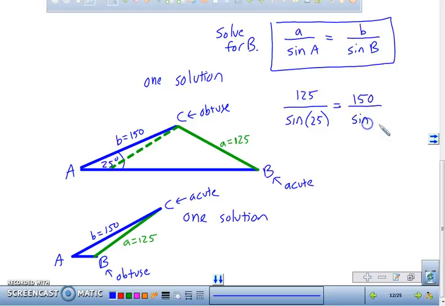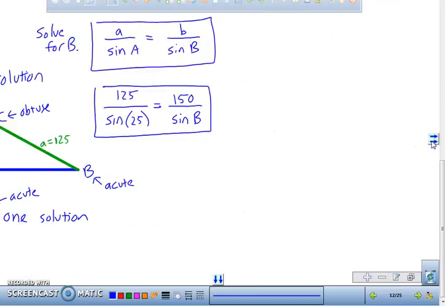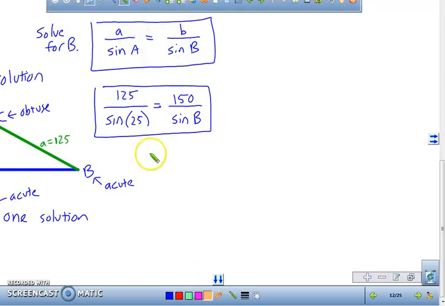150 over the sine of capital B. So here's your proportion. I'm going to move to the right so we have a little bit of room to work. Let's cross multiply and solve for angle B. We're going to cross multiply, and here are our cross products.